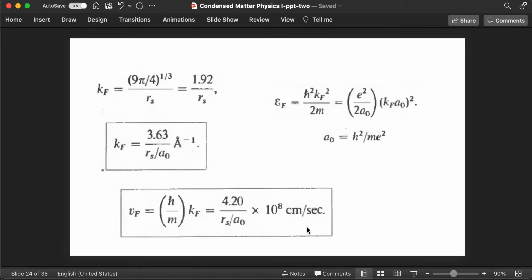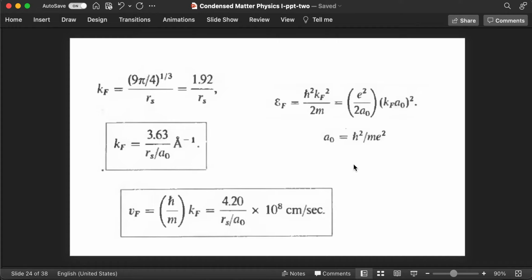So I can now rewrite the expression for kF in terms of this rs, and this gives me an estimate of kF. I can now write the Fermi velocity in terms of the Fermi wave number, and I can also write the energy of the Fermi level, EF, in terms of kF squared, and that allows me to estimate vF and EF and so on. So now immediately you can see that the velocity vF is extremely high. It's like 1% of the speed of light.